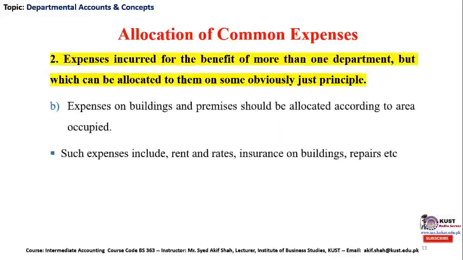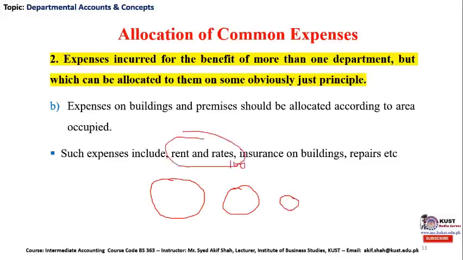Condition B states that expenses on building and premises should be allocated according to area. As I previously explained, if Department A is quite larger than Department B and Department C, let's suppose the total rent paid by the company, such expenses include rent and rates, insurance on building and repairs as well. Department A will be allocated the maximum amount of rent in comparison to B and C because it occupies the larger area.